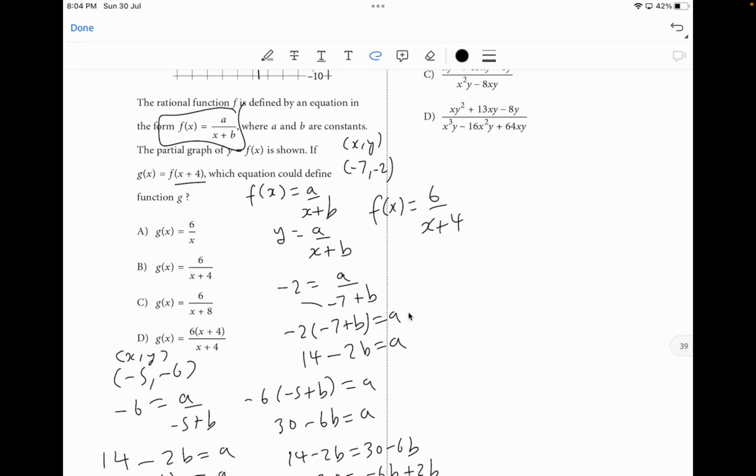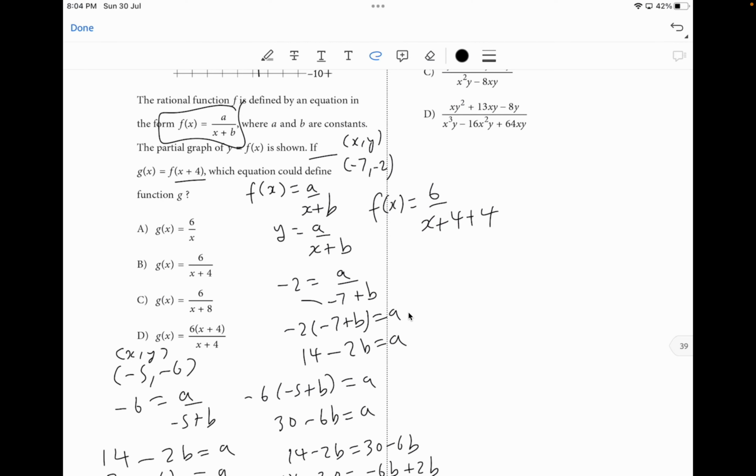Don't choose option B. They've given you another equation: g of x is equal to f brackets x plus 4. So the x coordinates are added by 4. So we're going to add 4 here again. So f of x is equivalent to 6 divided by x plus 4 plus 4. That's going to give you a value of 8. Now this is going to be your final answer. It's going to be 6 divided by x plus 8.